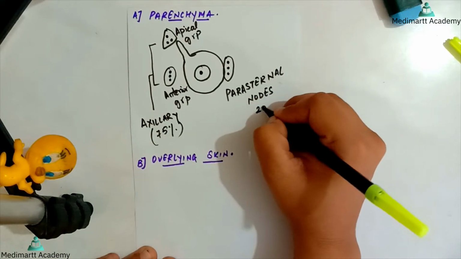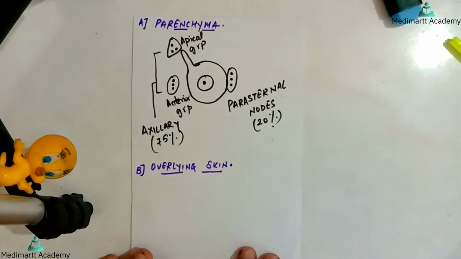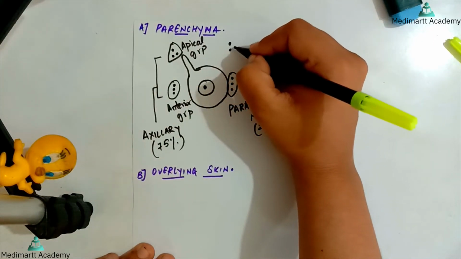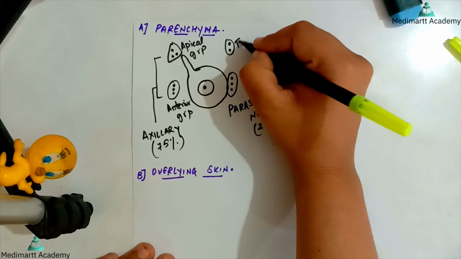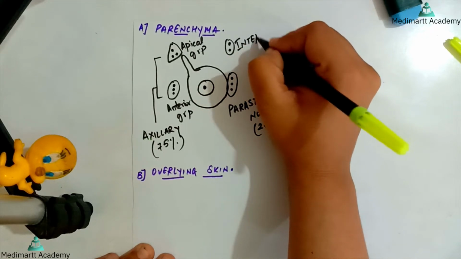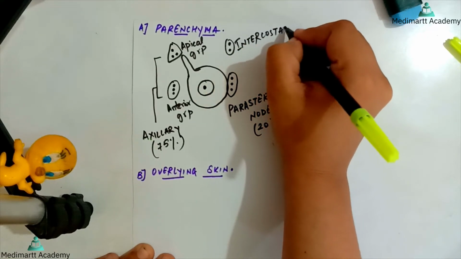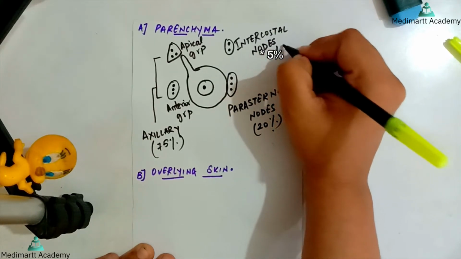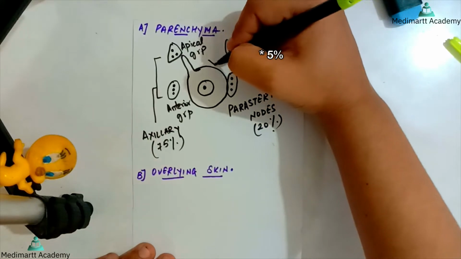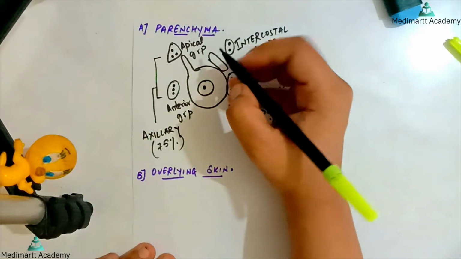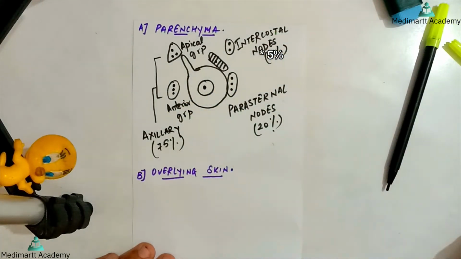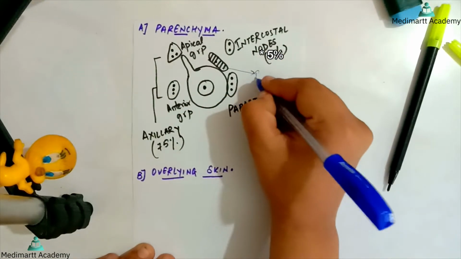Which is obviously 20%. And last is they drain into the intercostal nodes, or I can say posterior intercostal nodes. I'm just writing intercostal nodes, which is obviously 5%. And for the convenience, I can draw over here one intercostal space. Okay, like this. This is what? Intercostal space.